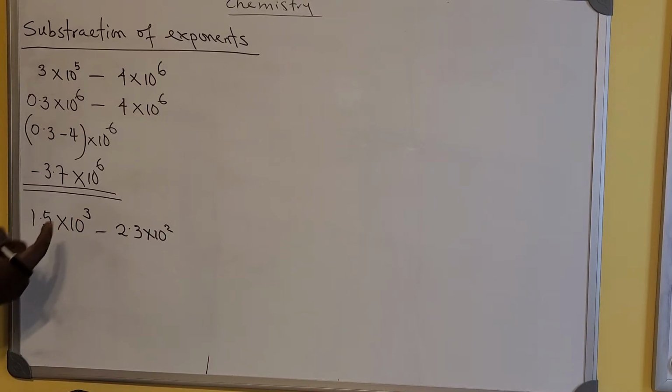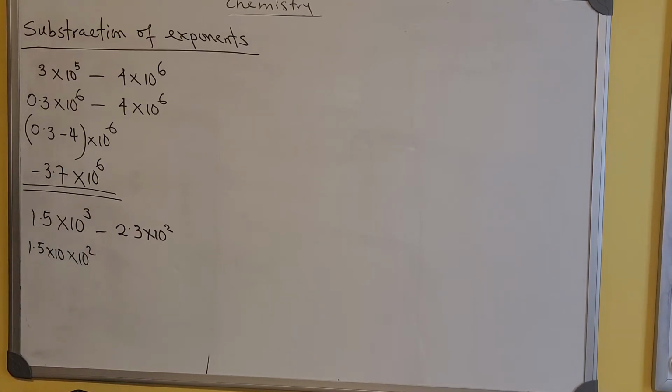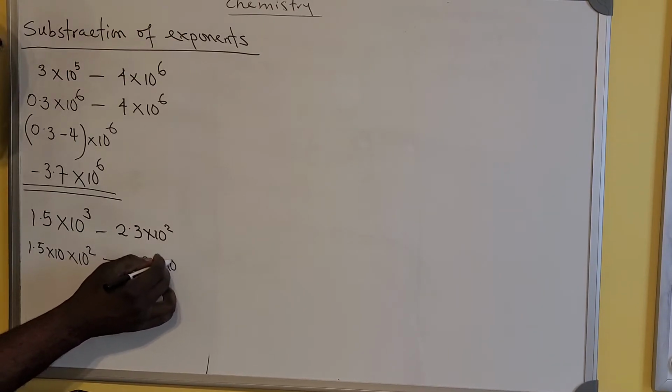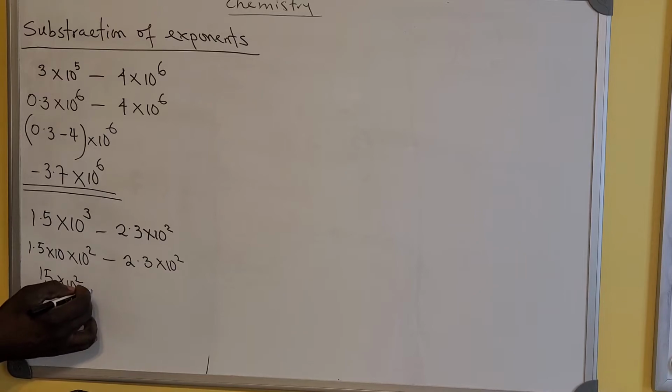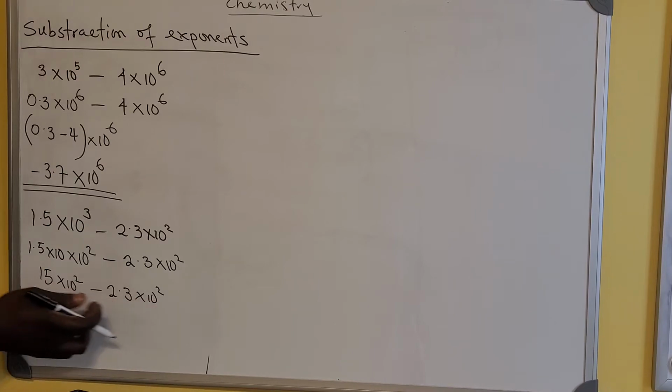So let's convert this to be the same. That means we remove a 10 from here and multiply it to this right here. So that is 1.5 times 10, because we've taken one of the 10s, times 10 raised to the power 2, because we've taken 1. So this is going to be 2 right now, minus 2.3 times 10 raised to the power 2. So 1.5 times 10 is 15 times 10 raised to the power 2 minus 2.3 times 10 raised to the power 2. So now we have the same exponent.